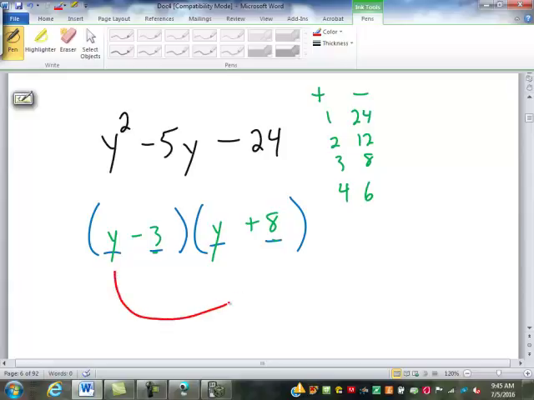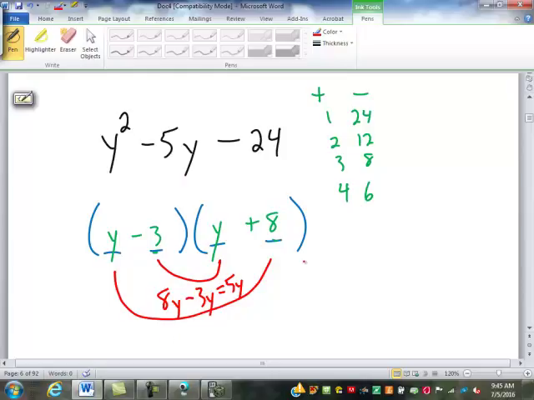So now I try. Y times 8 is 8y. Negative 3 times y is negative 3y. 8y and negative 3y make 5y. Positive 5y. Is that what we want? No, we want negative 5y.